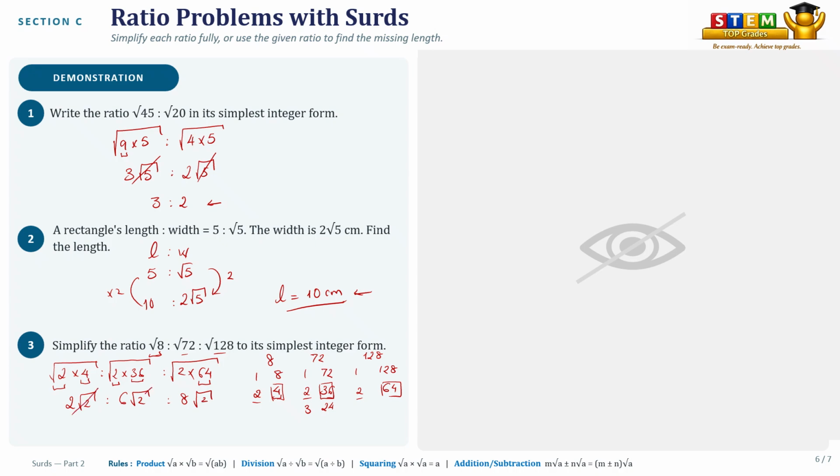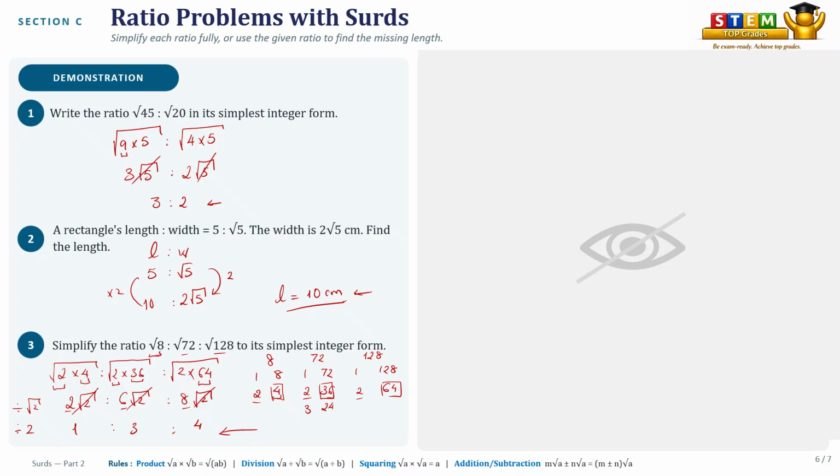So we can cancel the root 2 all the way, which means divide by root 2. And also, you will notice that these are all even numbers. You can further divide by 2. You're going to get 1 is to 3 is to 4. That's the answer.